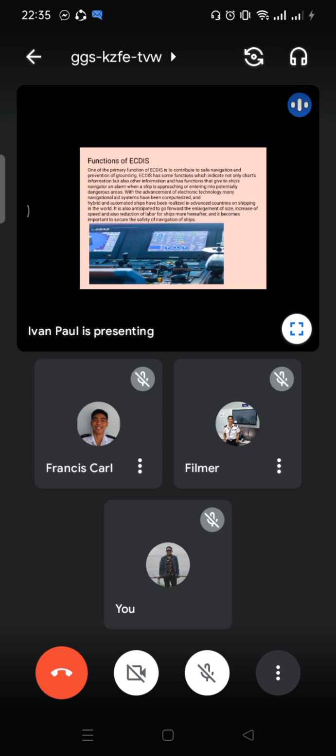So our next topic is the function of ECDIS. One of the primary functions of ECDIS is to contribute to safety of navigation and prevention of grounding. ECDIS has some functions which indicate not only chart information but also other information, and has functions that give the ship navigator an alarm when a ship is approaching or entering potentially dangerous areas.